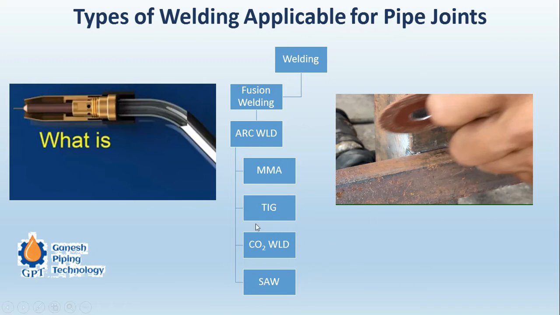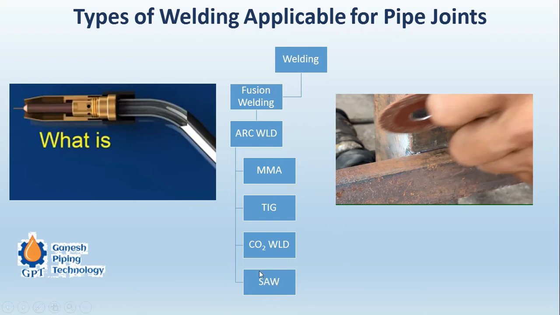Then we have something called CO2 welding, that is the MIG welding, for which we are going to see the video. This is a mass production welding. The method is different, but it is also arc welding, electric arc welding, and it is also called MIG welding.